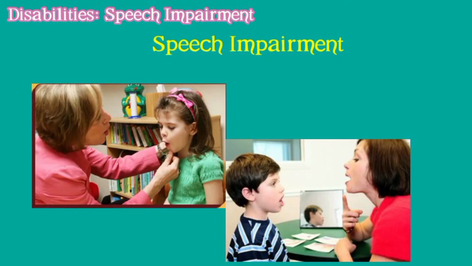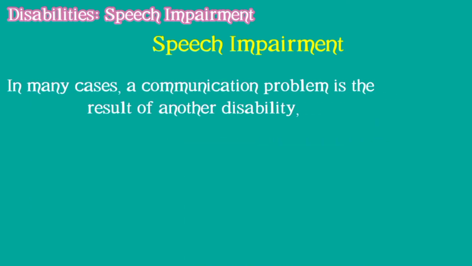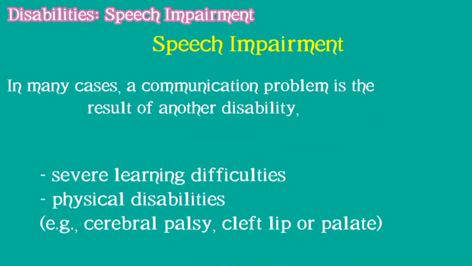Children can have communication problems for a variety of reasons. In many cases, a communication problem is the result of another disability, such as intellectual disabilities, severe learning difficulties, physical disabilities, for example cerebral palsy, cleft lip or palate, deafness or moderate hearing loss, or an emotional or psychological disorder. In other cases, and for no obvious reason, children have difficulty learning, understanding, and expressing language. So there are three types of communication problems.